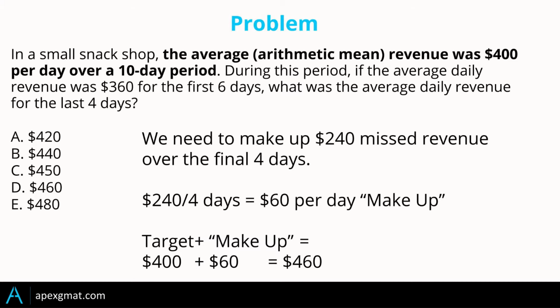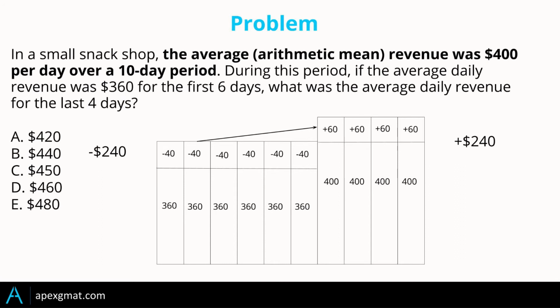Our answer is D. We can also, if we're more comfortable with graphic solution paths, imagine this in terms of 10 bars, each representing $400, and then lowering 6 of those bars down by 40, and taking the amount that we push those first 6 down and distributing it among the last 4 bars, which gives us our 460 total.